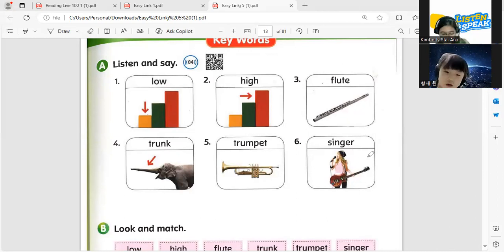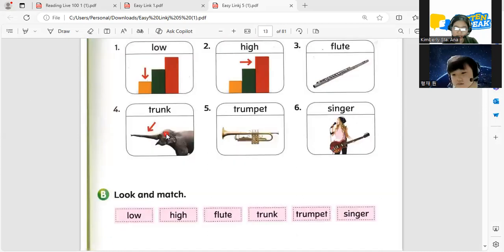Do you have a pretty voice, Tori? No. Oh, do you know someone who has a pretty voice? Oh, who is that person? Your mom or your friend? Your brother? Oh, your friend. Very good. So your friend is a singer. Can you say my friend is a singer? My friend is a singer. Very good, Tori. So a singer is someone who can sing pretty songs.